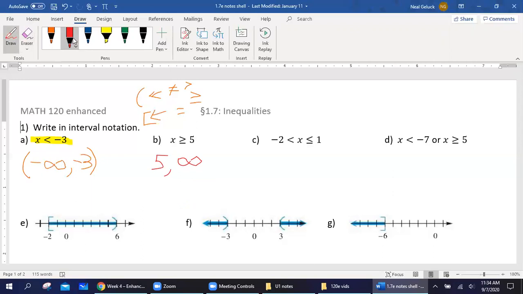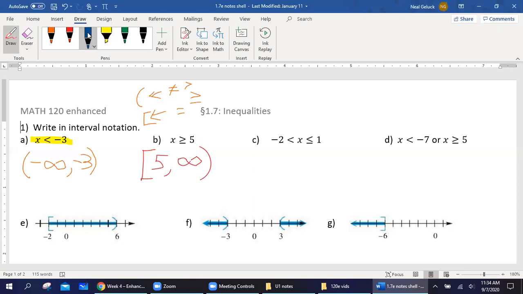Now on this one, since it says could be equal to 5, we're going to bracket 5. But infinity is not a number, so we can't say that it goes to infinity. That's just the concept of going forever, so that will have a parenthesis on it. That's a parenthesis. Oh, I made it look worse. There we go.